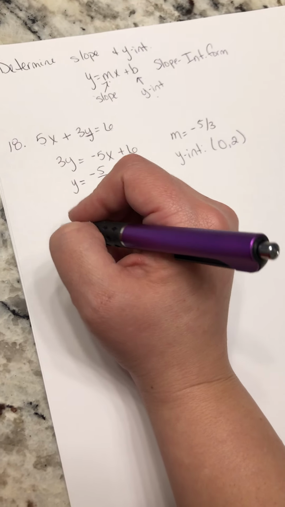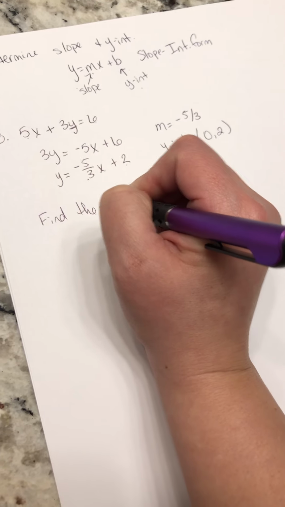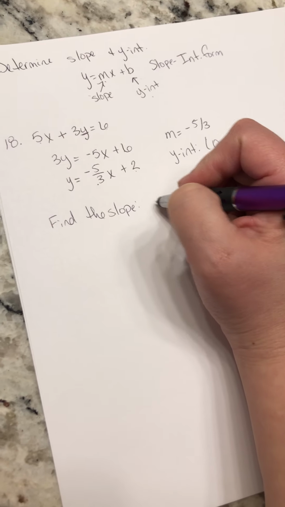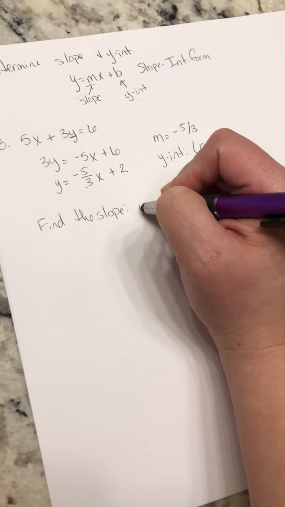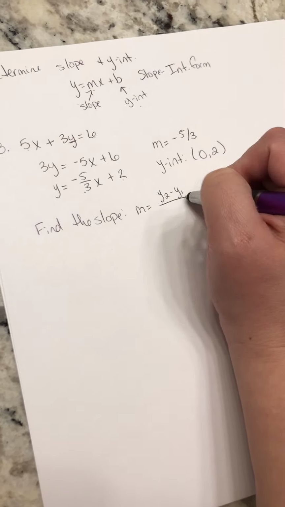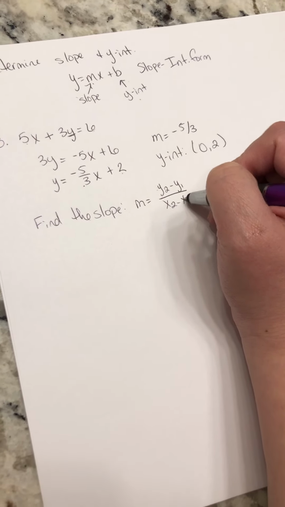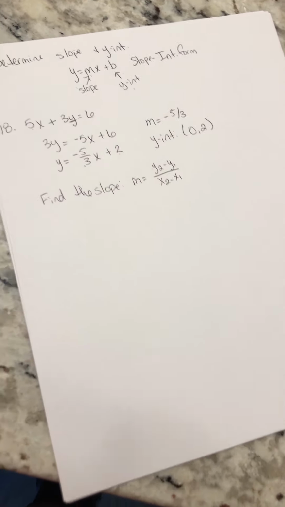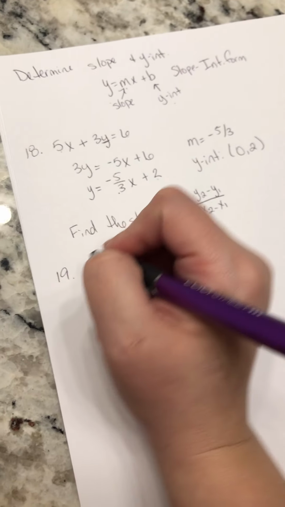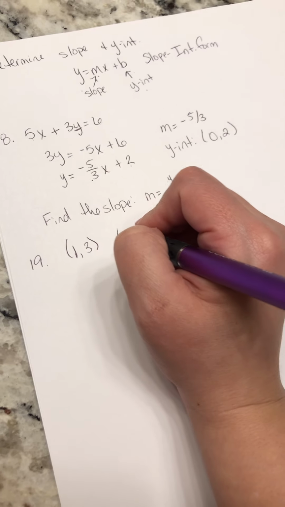On this next one, you want to find the slope using the slope formula. Your slope formula, if you have 2 points, is m equals y2 minus y1 over x2 minus x1, because it's rise over run: the difference in the y's over the difference in the x's. So if we want it to go through (1, 3) and (4, 7).